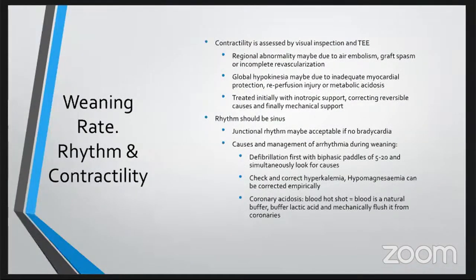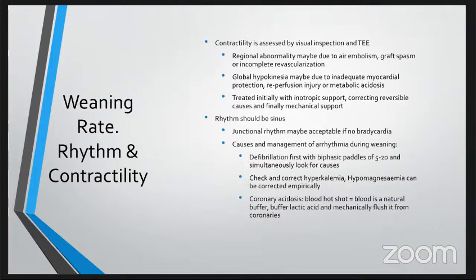For contractility, usually we can assess it by direct inspection and by the transesophageal echo. A regional abnormality may be due to air embolism or graft spasm or incomplete revascularization in case of CABG. Or global hypokinesia may be due to inadequate myocardial protection, reperfusion injury, or metabolic acidosis. It is treated initially with inotropic support, correcting any reversible causes, and finally we move to mechanical support if we failed the previous strategies. For the rhythm, it should be sinus.